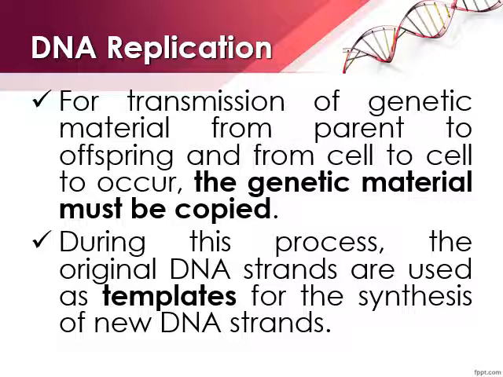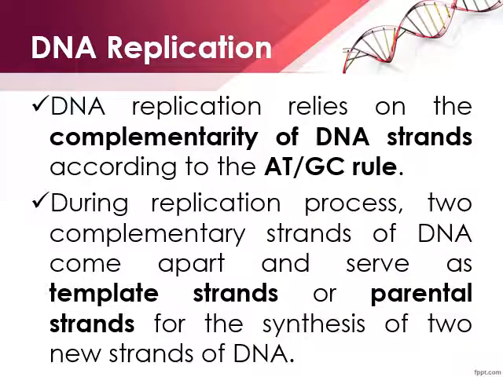So for transmission of genetic material from parent to offspring and from cell to cell to occur, the genetic material must be copied. So in this process, the original DNA strands are used as templates for the synthesis of new DNA strands. So DNA replication relies on the complementarity of DNA strands according to the ATGC rule. So during the replication process, two complementary strands of DNA come apart and serve as template strands or parental strands.